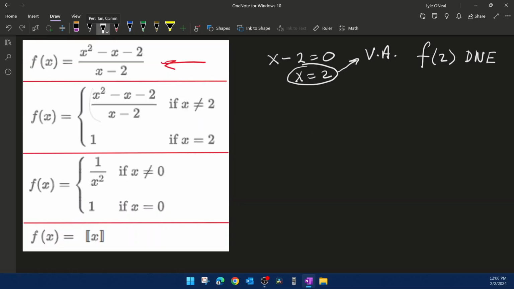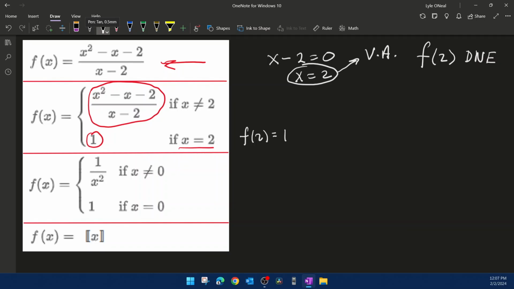Next, notice we have the same rational function, but now it's part of a piecewise function where they take care of the fact that the rational part is not continuous at 2, and they give it a function value for when x is 2. So now we know that f of 2 exists. We can see that f of 2 is defined.